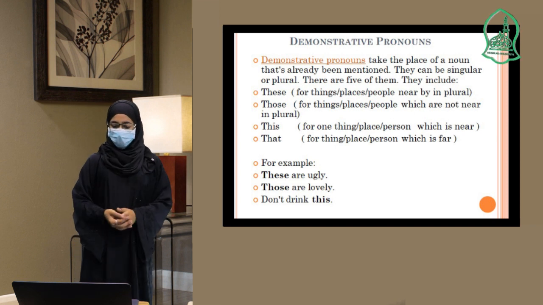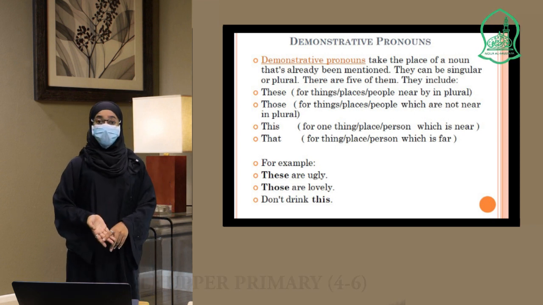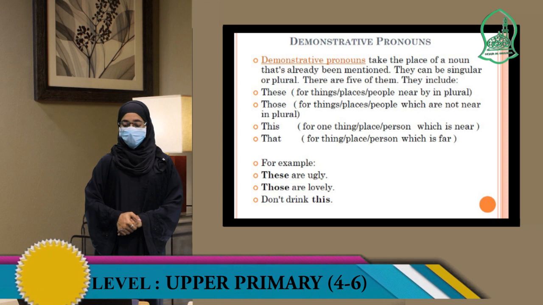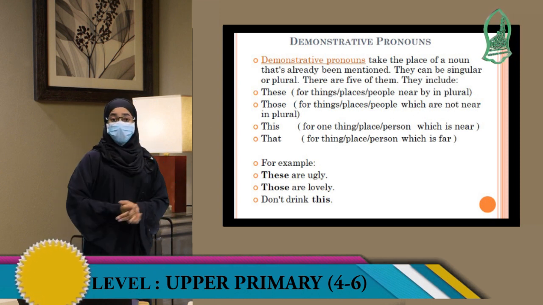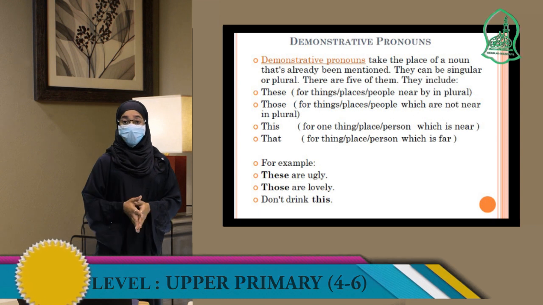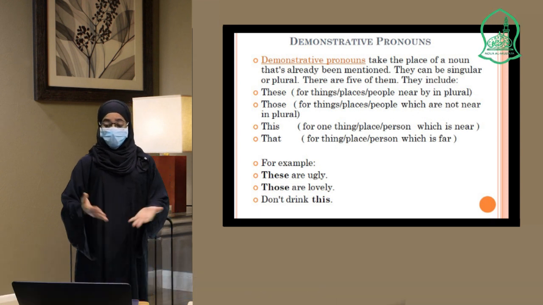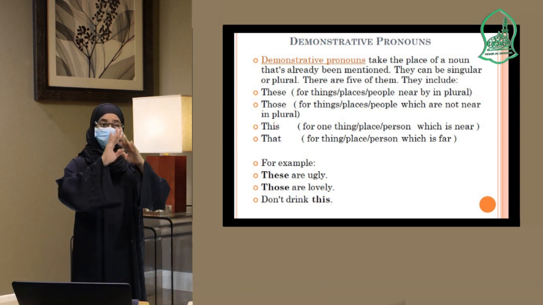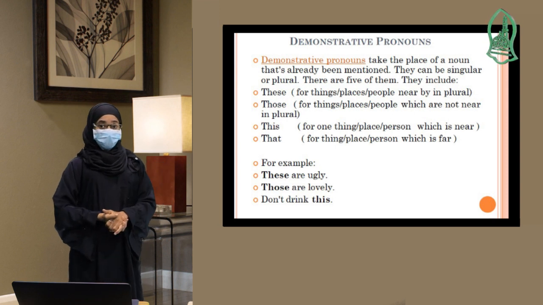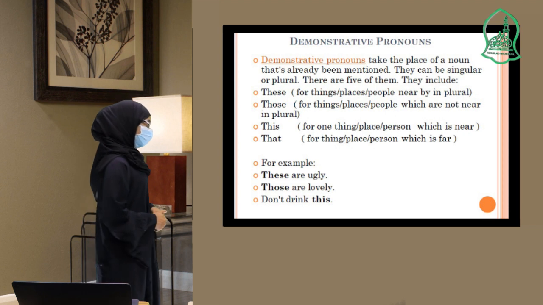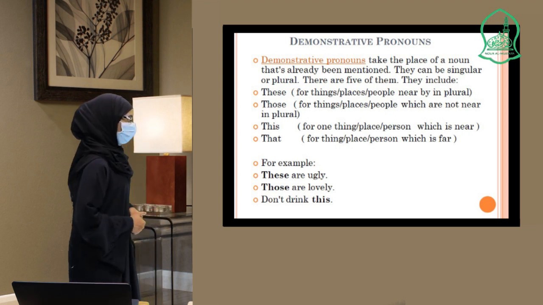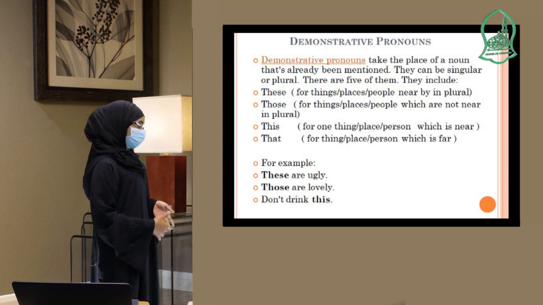We have these, we have those, we have this, and we have that. These is for things, places, people nearby, but they have to be plural. And we have those for things, places, people that are not nearby. They also have to be plural. The opposite of this is also a demonstrative pronoun. It's pointing to something or a person or a place which is nearby.